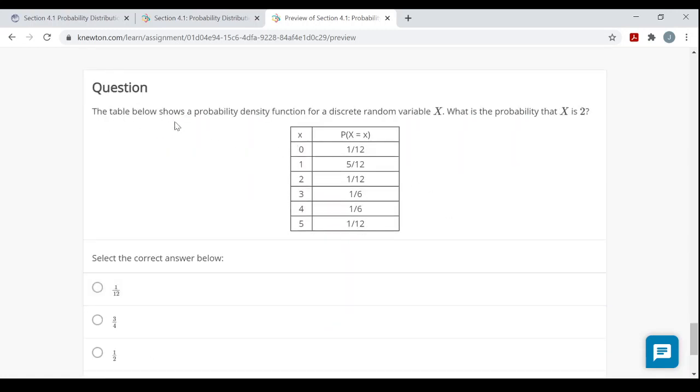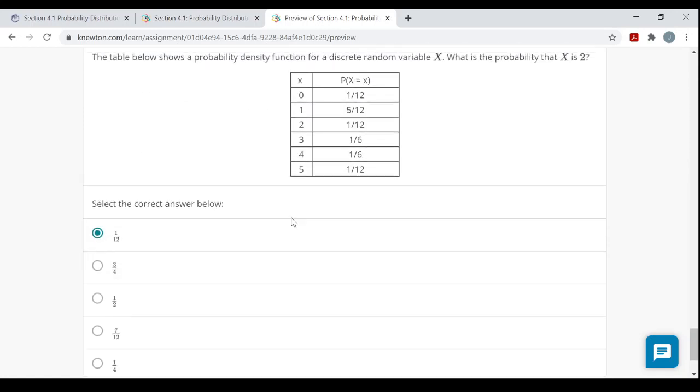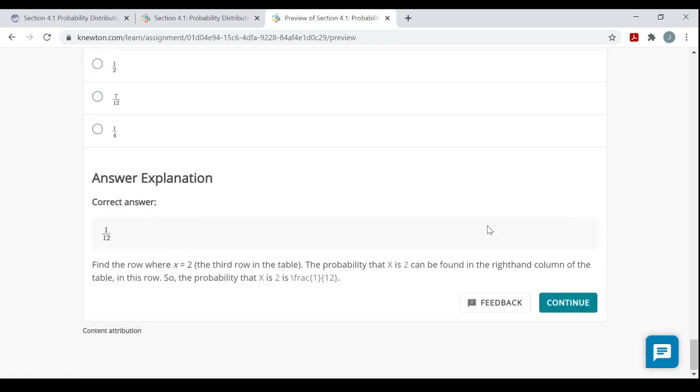All right, now the table below shows a probability density function for a discrete random variable called capital X. What is the probability that capital X takes on the value of 2? Well, I go to little x equals 2, and what's the probability that capital X takes on the value of 2? It's 1/12. Hopefully very easy to read. Wonderful.